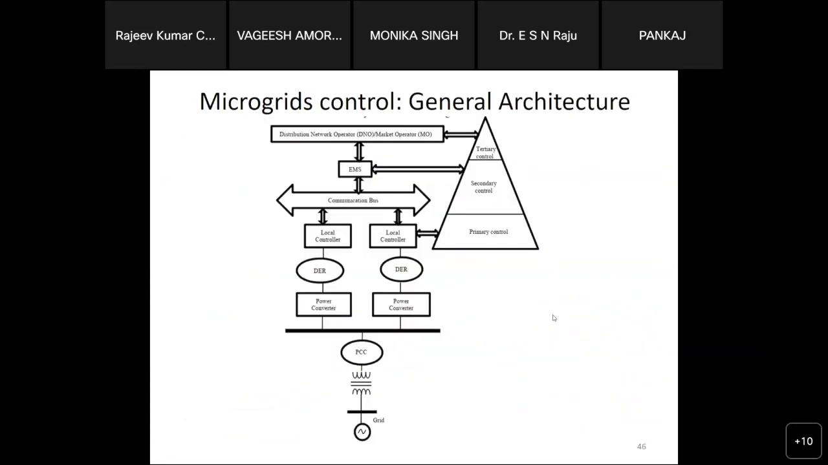So here I am giving the microgrid control general architecture. As we can see, we have three levels in the control: the primary level control, the secondary level control, and the tertiary level control. The primary control is mainly a local control of the DER units that have the power converter, so we are simply controlling the power converters. The secondary control is mainly related to the energy management system. The tertiary control is taken by the DSO operators, the distribution network operators, or the market operators. I will give more detail in the coming slide.